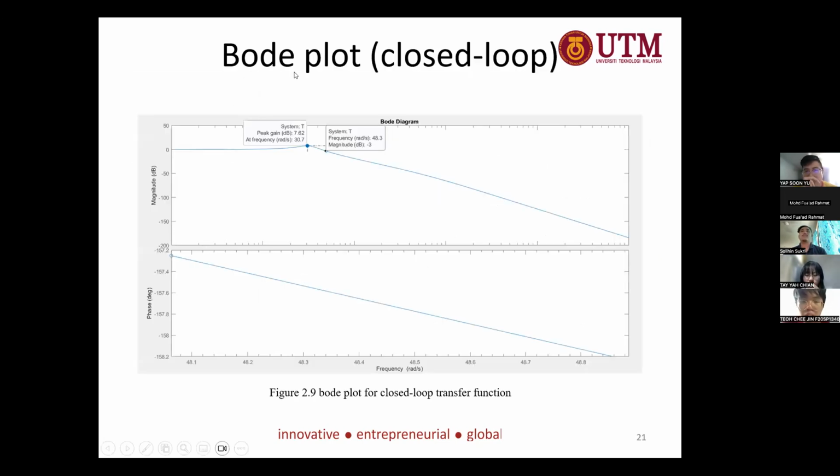This is the bode plot of the closed loop transfer function. From the closed loop transfer function, we can get the maximum peak with its respective frequency and also the bandwidth by finding the W at negative 3 dB. So the bandwidth is 48.3 radian per second, and the peak is 7.62 dB.